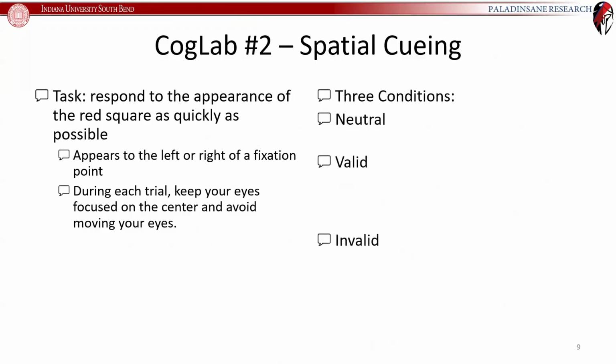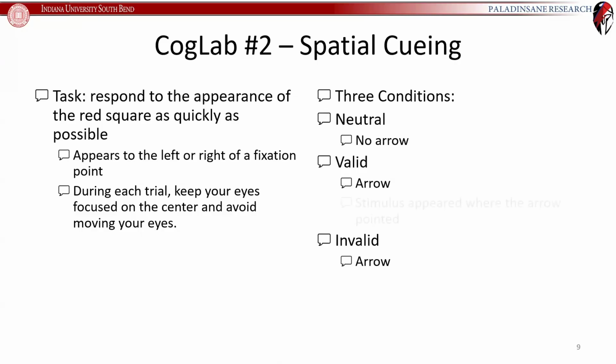And in the neutral condition, what would happen is that the center cross would change into just a line. So in the neutral condition, there was no arrow, there was nothing to indicate where that red square was about to appear. However, in the valid condition and in the invalid condition, you did get an arrow, either pointing to the left or pointing to the right.